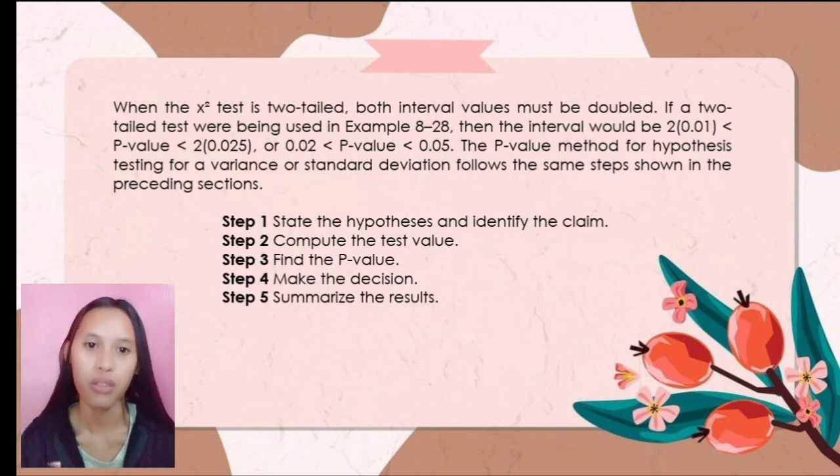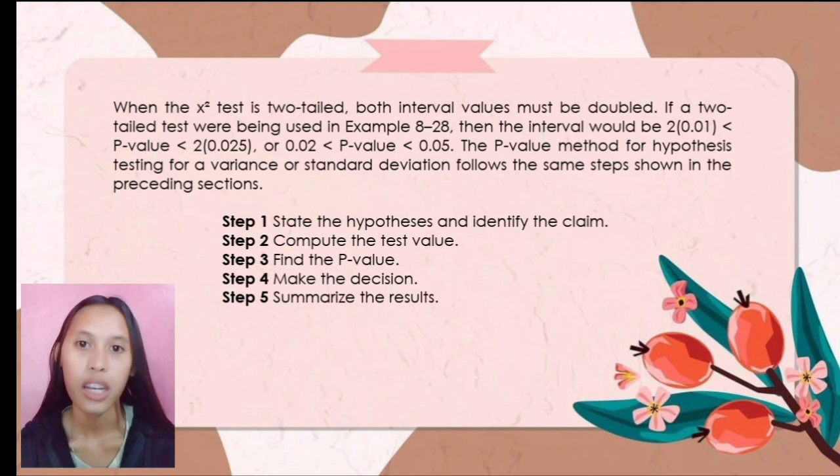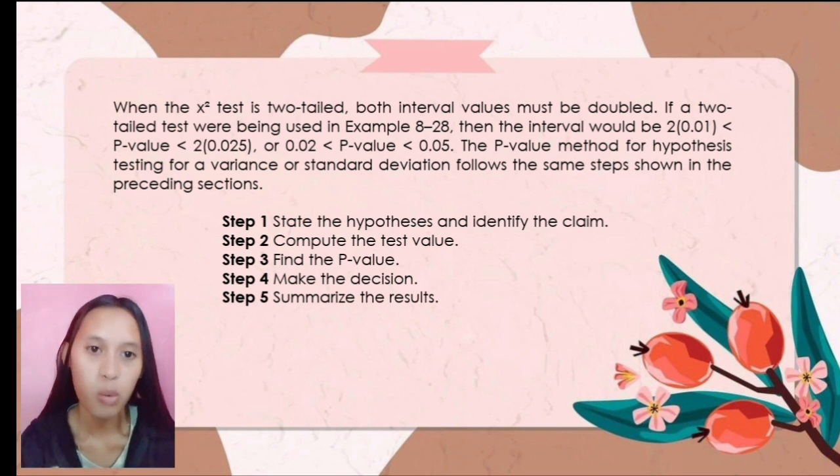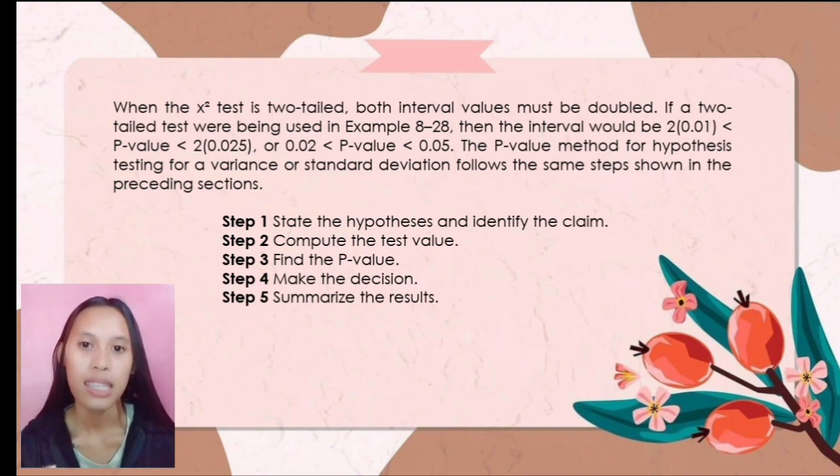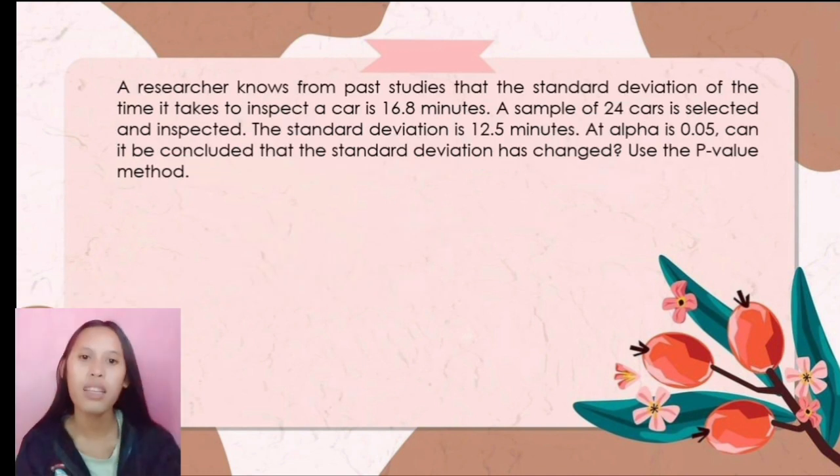From our example, when the chi-square test is two-tailed, both interval values must be doubled. If a two-tailed test were used from our example, then the interval would be 2 times 0.01 less than p-value less than 2 times 0.025. So the p-value method for hypothesis testing for a variance or standard deviation follows the same steps shown in the preceding sections. From step 1, state the hypothesis and identify the claim, compute the test value, find the p-value, make the decision, and summarize the result.